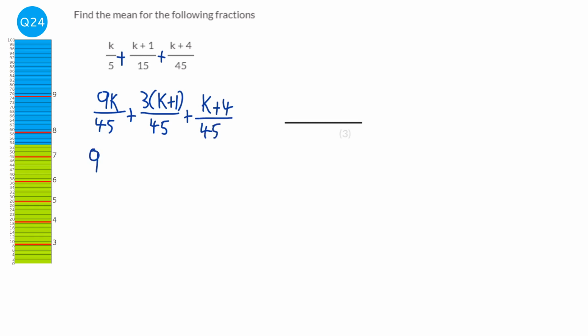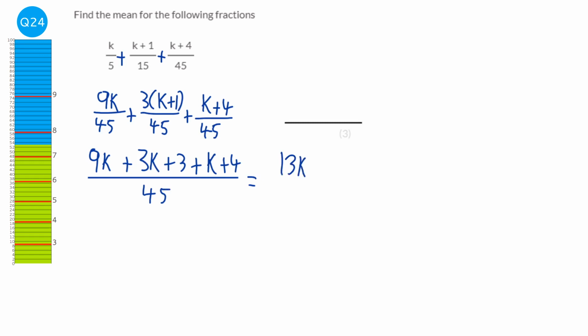Then we can just add the numerators together, and I'm just going to expand the bracket here, so it's 3k plus 3 plus k plus 4, and then all of that over 45. And then we're going to do 9k plus 3k plus k, which is going to be 13k, and then 3 plus 4, which is just 7 over 45. So the sum of them is 13k plus 7 over 45. So to work out the mean, we need to divide it by 3.